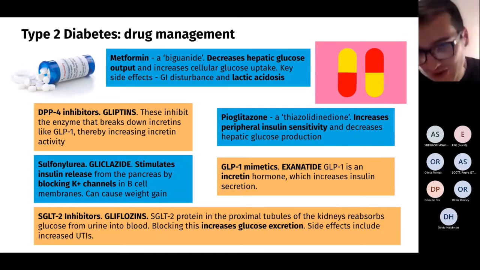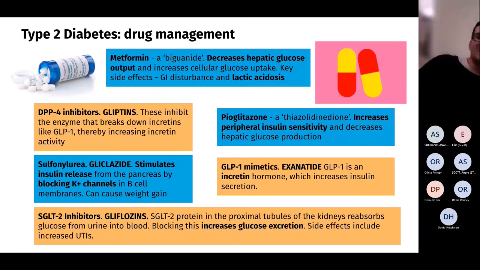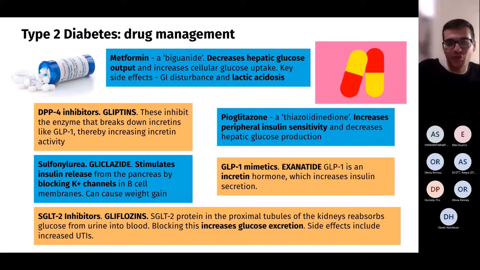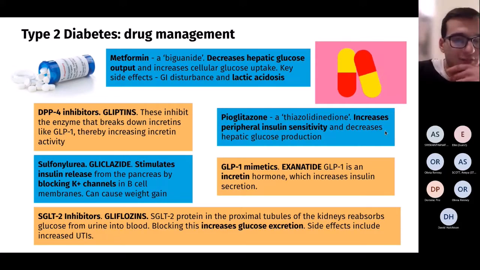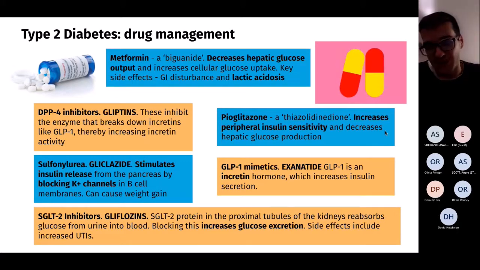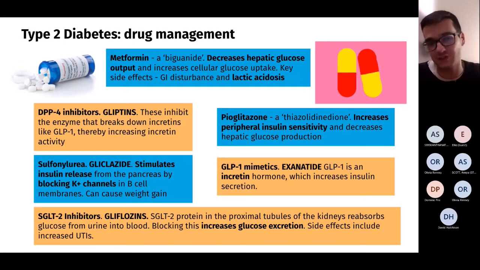You get other things like pioglitazone, which increases your insulin sensitivity in your peripheries. So it helps insulin to work better. You get sulfonylureas, like we've spoken about, that stimulate the release of insulin. But because it's releasing insulin, it can cause weight gain, hyperglycemia.